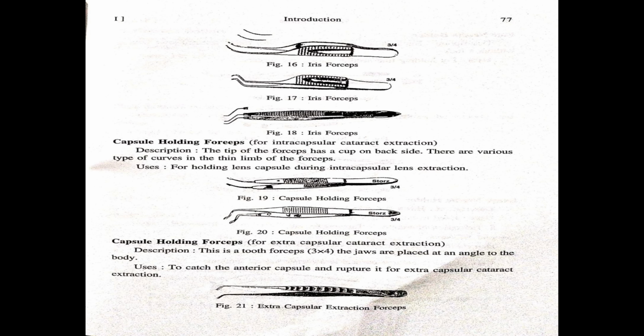Capsule holding forceps for extracapsular cataract extraction. Description: this is a toothed forceps, 3 by 4, the jaws are placed at an angle to the handle. Uses: to catch the anterior capsule and rupture it for extracapsular cataract extraction. Figure 21: extracapsular extraction forceps.